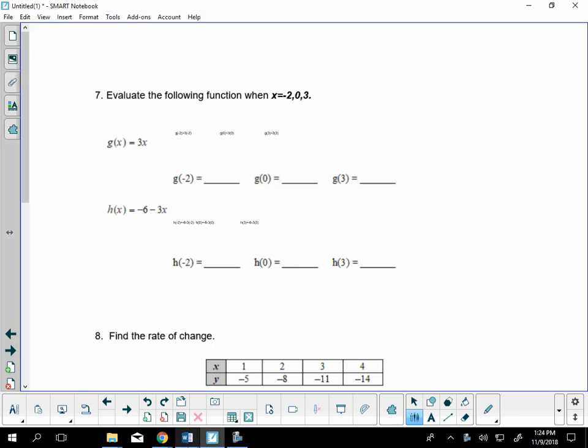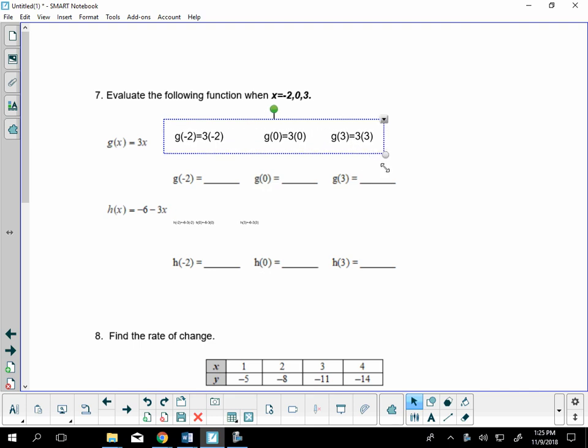All right, on problem number 7, we are using what they call function notation. That g of x is kind of a fancy way of saying y. It's how you read it: g of x. It does not mean g times x. It means that you've got a function with a variable of x. Your input is x. And the g, you can use different letters, it just means that it is a function. So all I do is take those and plug them in.